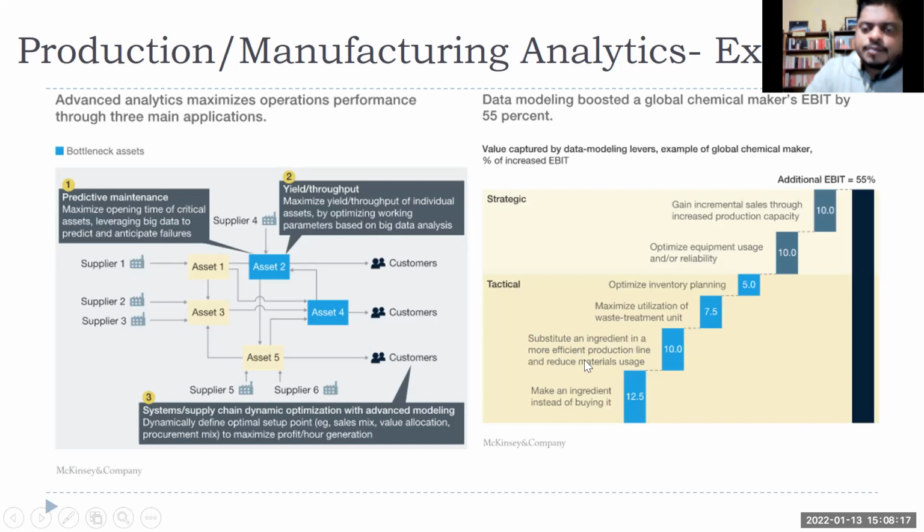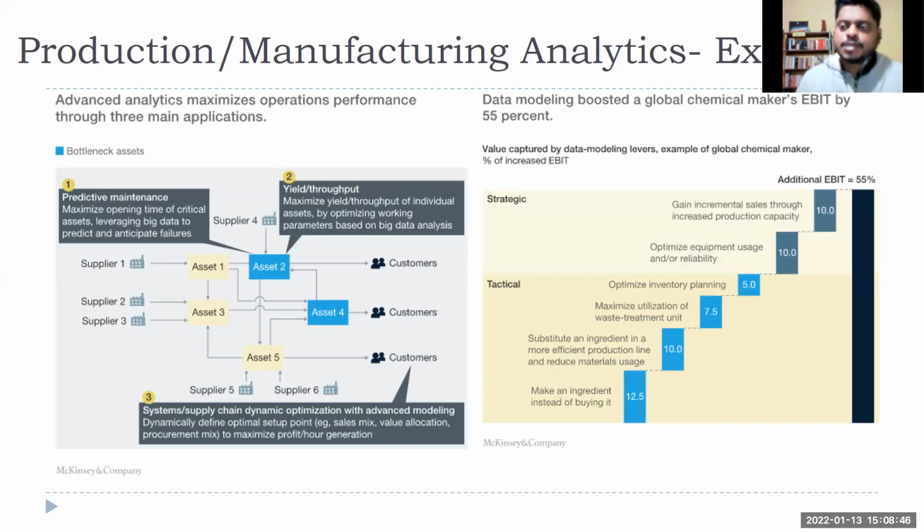Substitute an ingredient in a more efficient production line and reduce material usage, right? So that is where your strategic sourcing comes into the picture. Rather than using the earlier raw material, if you use a better raw material, a better processing agent, your waste will be reduced. In all these processing plants, there is something called gross refining margin, right? Most of the refineries run or are compared based on that.